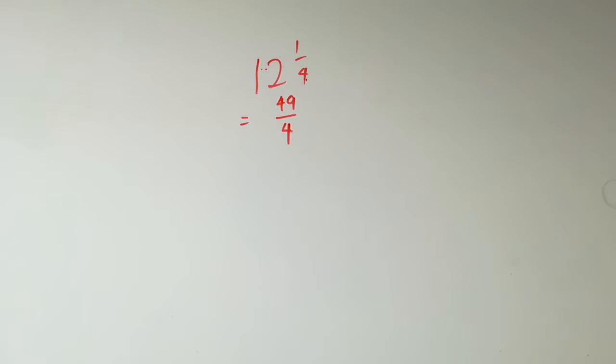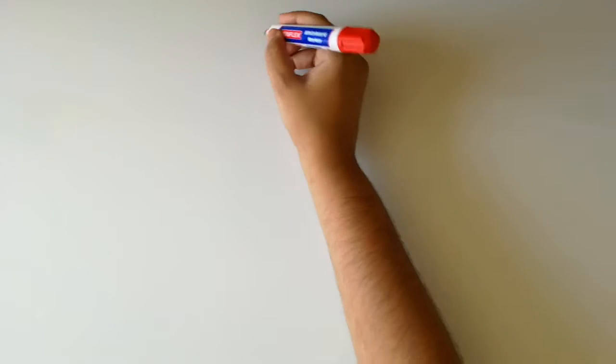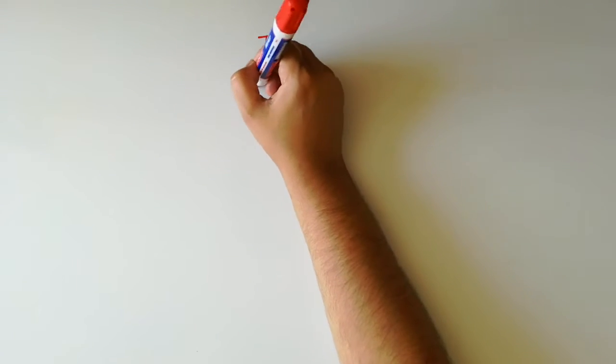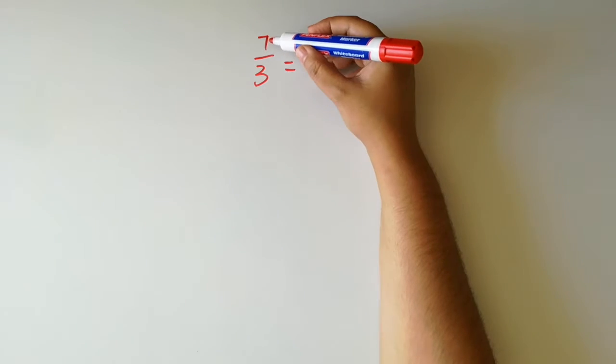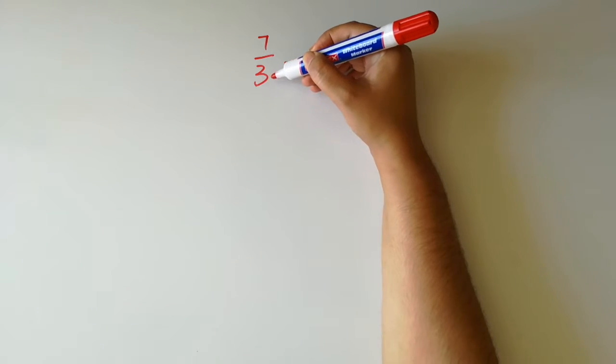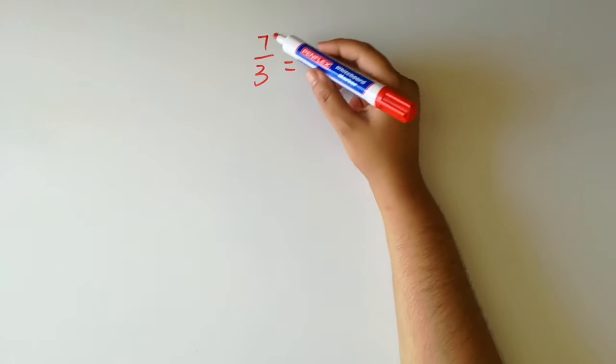Now let's look at changing improper fractions back into mixed numbers. Let's say I have 7 over 3 and I want to change it into a mixed number. An improper fraction is where the numerator is bigger than the denominator. Let's change this into a mixed number.